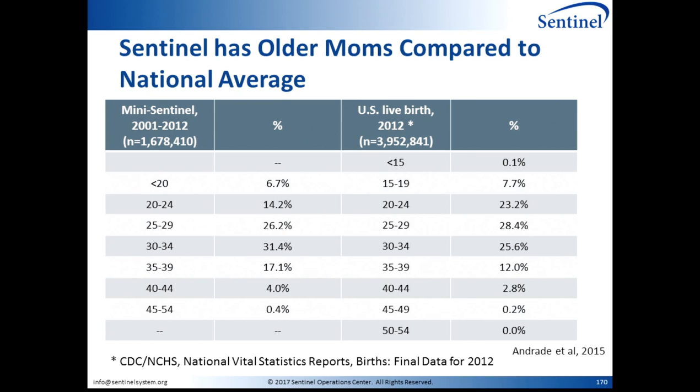Something to point out about our database is that we have older moms as compared to the national average. You can see from this paper that we end up with a larger percentage, and this was run during the Mini-Sentinel era, which is why it's labeled Mini-Sentinel, but Mini-Sentinel became Sentinel. So you can see that for women over 30, we have a greater representation of deliveries in our system versus the national average. So just something to keep in mind.